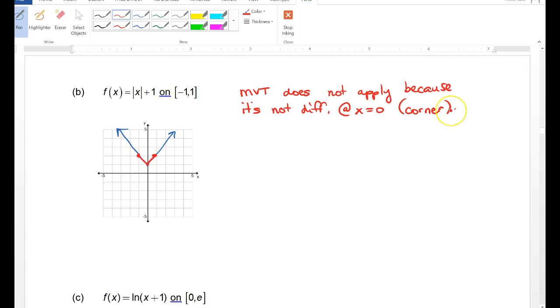Now, quick question. What if the interval was, let's say, from 1 to 3? Would the mean value theorem apply? Yes.